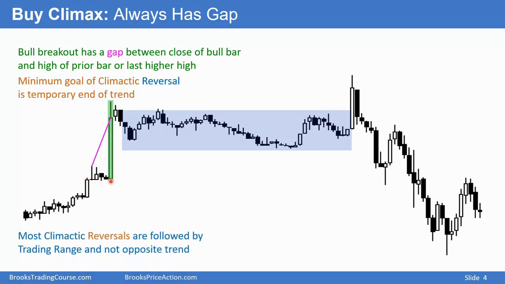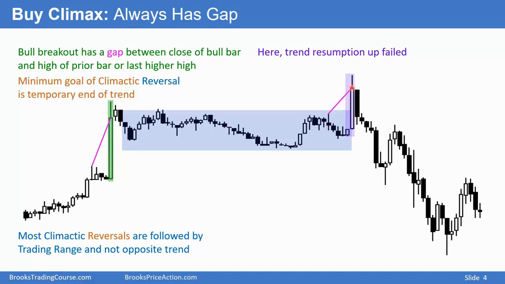We have a buy climax, pause, trading range. A buy climax, trading range. Buy climax, now a reversal. Sell climax, tried to reverse, it became a bear flag. Sell climax, tried to reverse, became a bear flag. Most climactic reversals are followed by trading ranges and not opposite trends. Bull trend, trading range, trend resumption up.